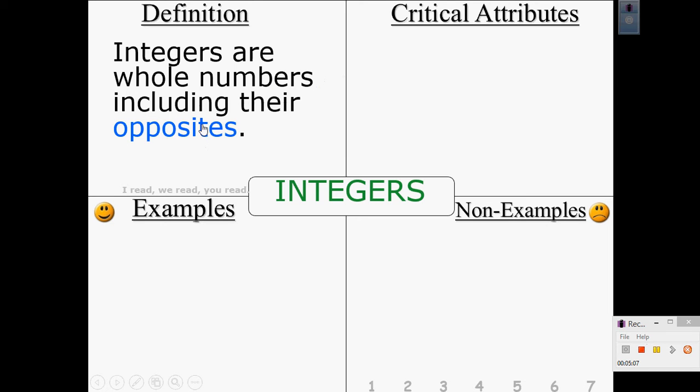So it has two parts here. The first part is whole numbers. So your pens down, and you're just paying attention. Here it goes. So what are whole numbers? Let me show you here. In the example, I'm going to draw my number line. Whole numbers are 0 and including counting numbers.